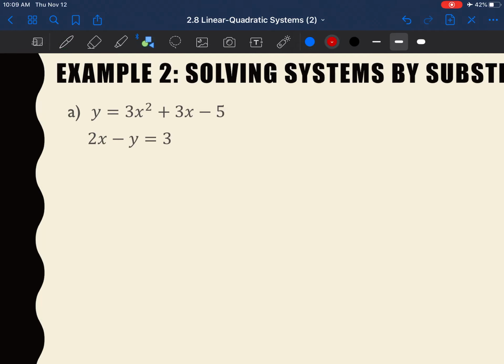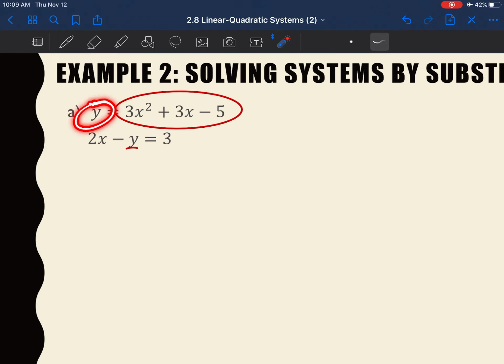So basically we're going to take the 3x squared plus 3x minus 5 and plug that in for y because it's a y equals right here on the front. So that's what having this y equals is what makes this method possible. If it wasn't a y equals or an x equals, you would have to rearrange the equation so that it does work. Okay, so I'll start with a 2x minus y, except I'll replace the y with that equation.